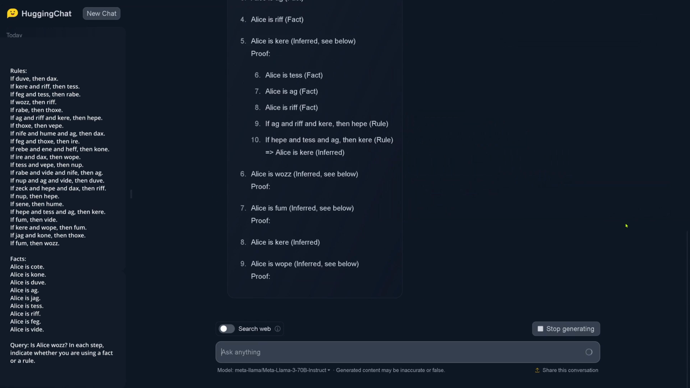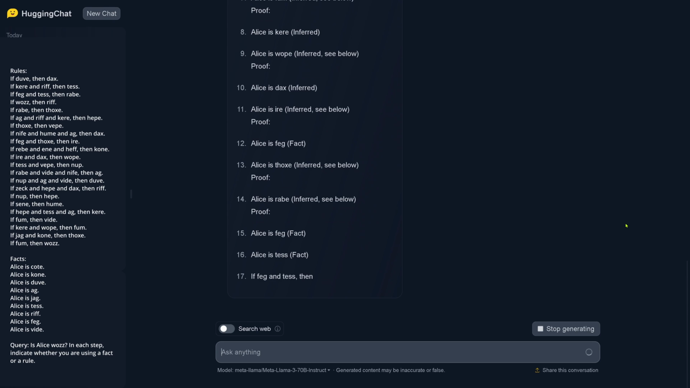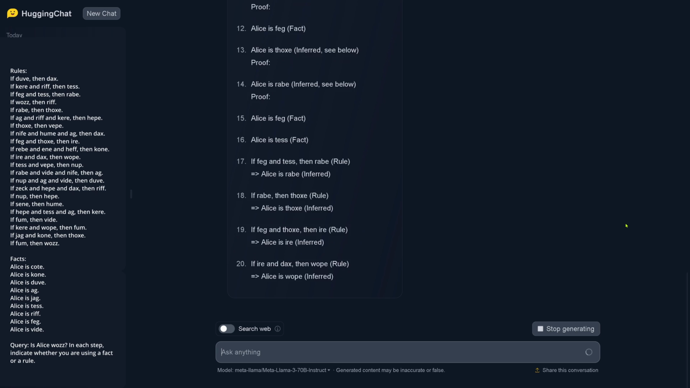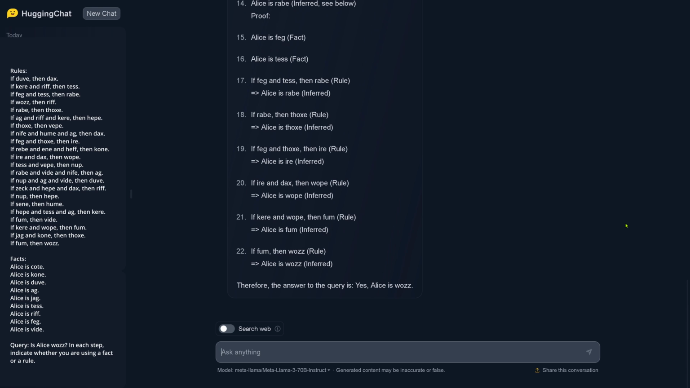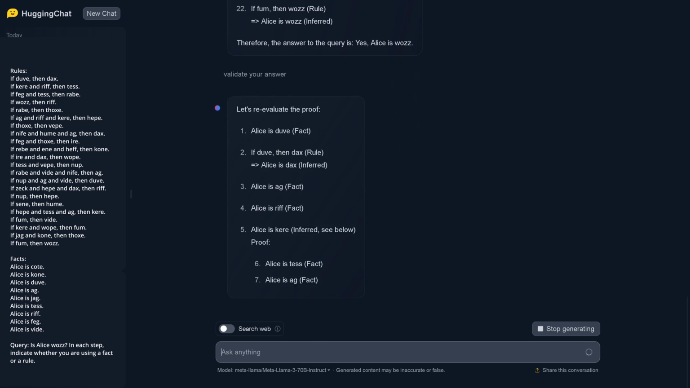So Llama 3 is running about 22 steps normally, and then the system has done all the logical permutations, and now it gets interesting. The result is: yes, Alice is Woos. This is the official answer. Now, I say, validate your answer.